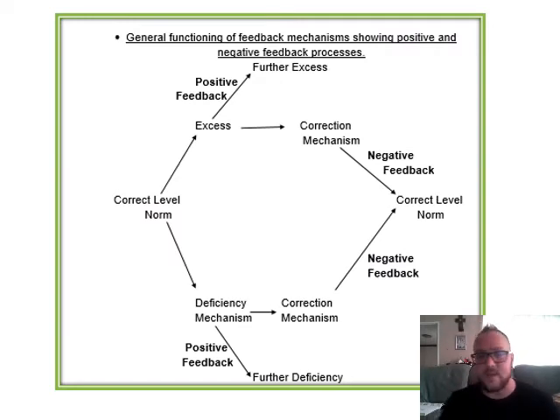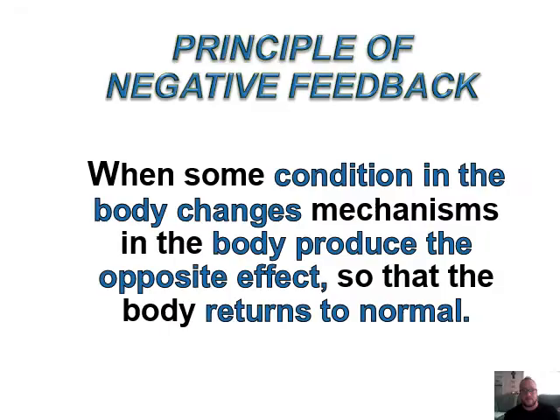So now you can see that the deviation has occurred, which is the excess or deficiency. It is then corrected by a correction mechanism. This creates a change in the negative direction, which means that we're going from excess back to normal or deficiency back to normal. Just so that you guys understand, the excess or deficiency then is cancelled to a large extent. So the principle of negative feedback is when some condition in the body changes, mechanisms in the body produce the opposite effect, so the body returns to normal.